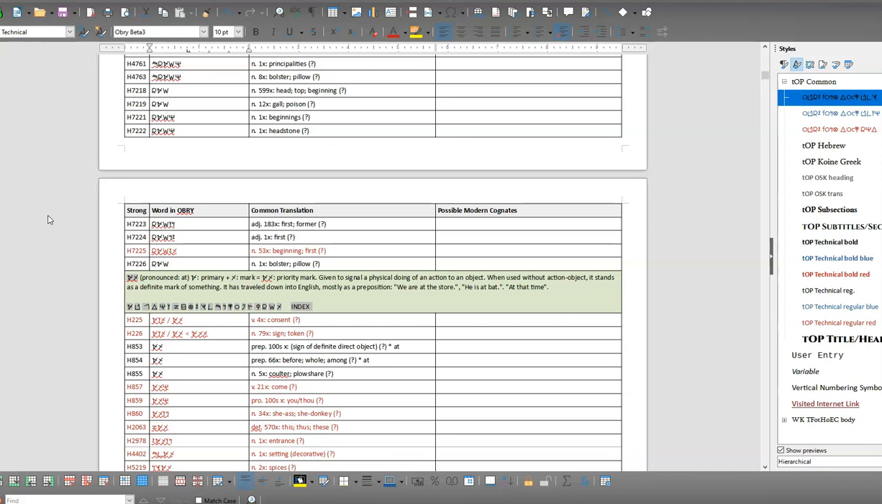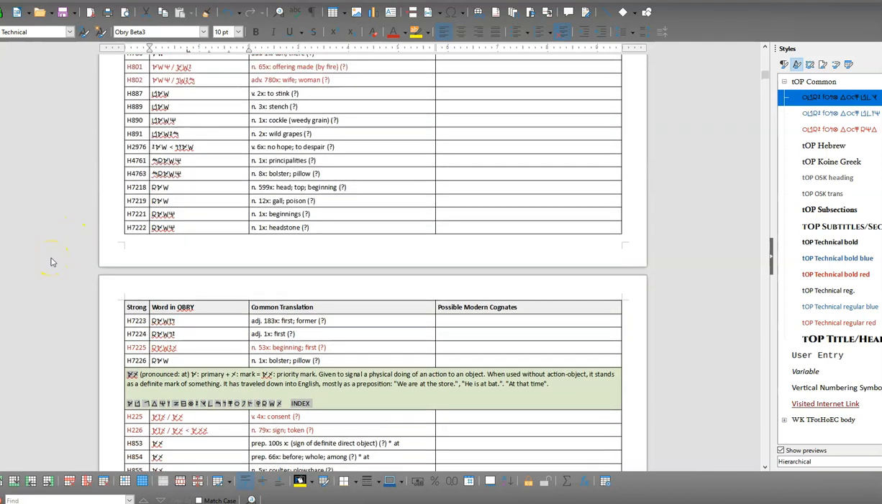We do have it 183 times as Rashun, first or former. And then we have it 1 time, Rashani, as first. Then there's our word, 53 times as beginning or first. And then we go back again to 7226, Rosh, what? Bolster or pillow. And I would say we're getting some very mixed messages here.